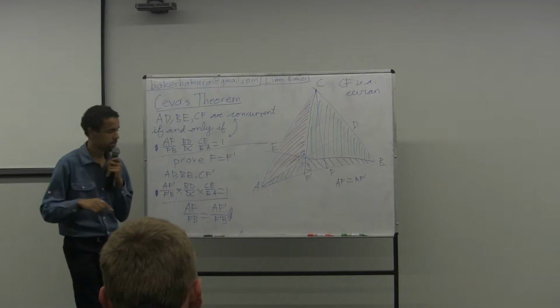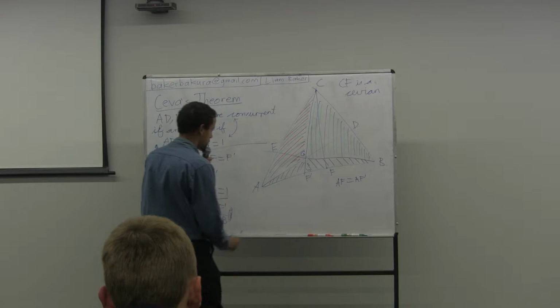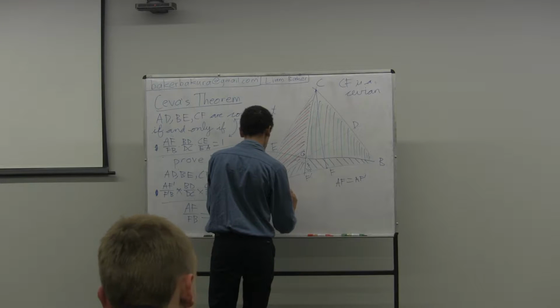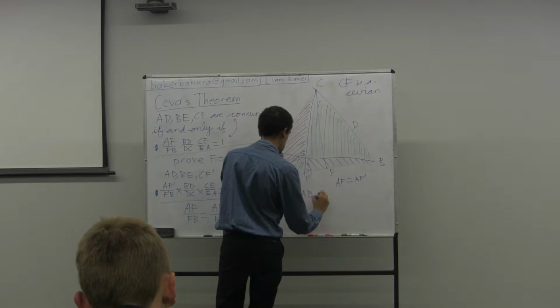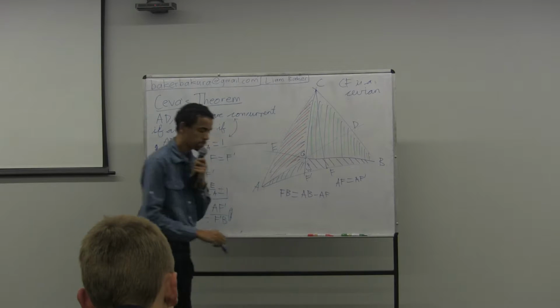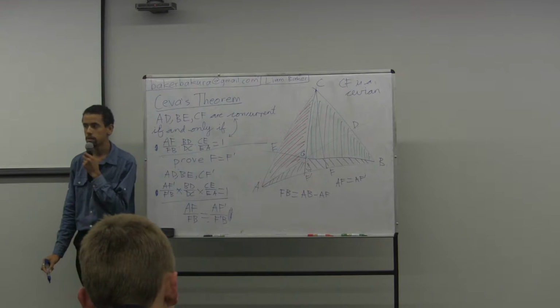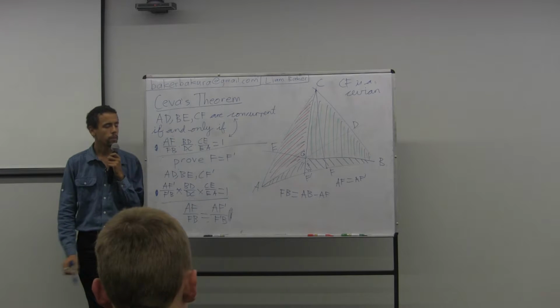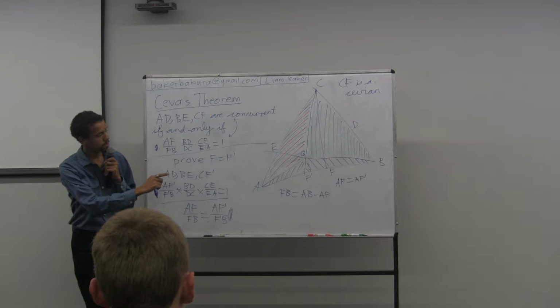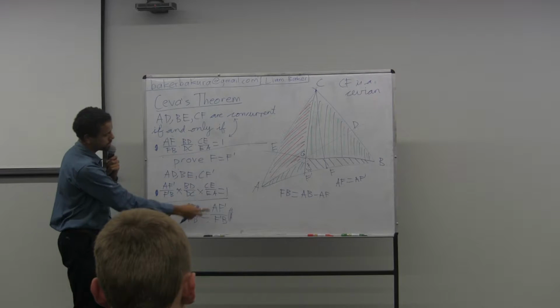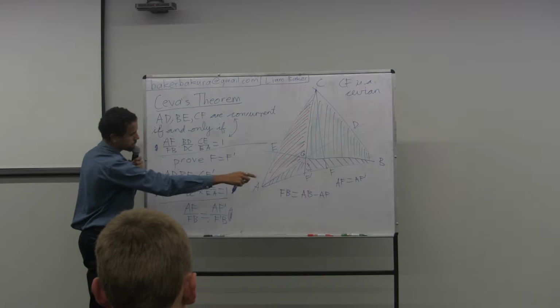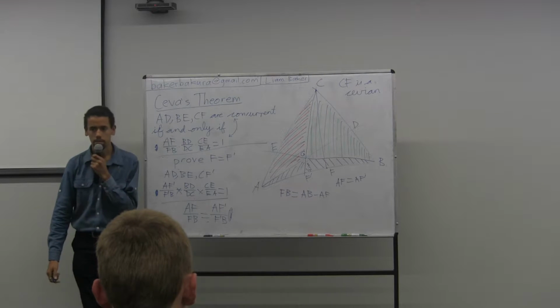Okay, let's do it this way. So, first of all, FB is equal to AB minus AF. That's true, right? Yes? Now, why am I doing that? Why am I going to take FB and replace it with that? So in this, I'm planning to take FB, replace it by AB minus AF.